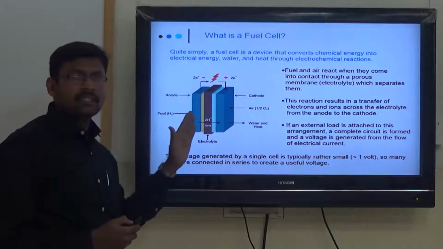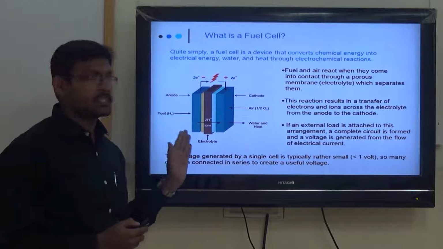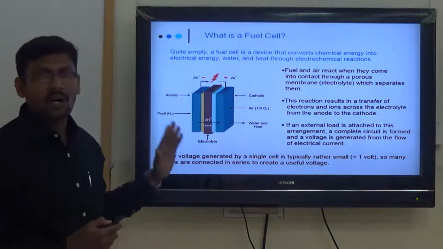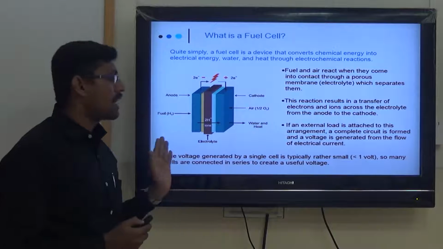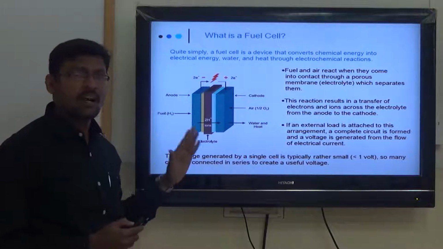Here the H plus ions on the anode side, reduction takes place. On the cathode side, oxidation takes place. Addition of oxygen is called oxidation, and removal of oxygen is called reduction. In other terms, loss of electrons is called oxidation and gain of electrons is called reduction.